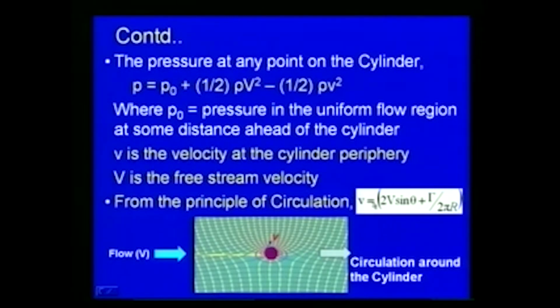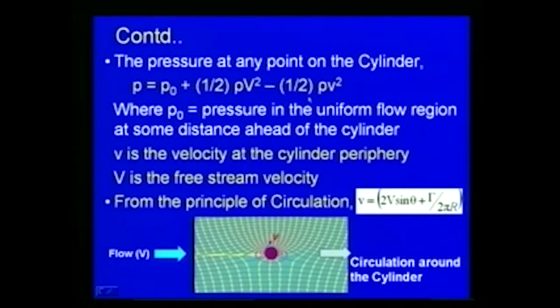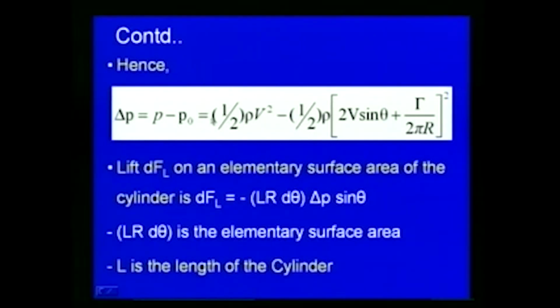Now, if we use this expression in the previous expression, P is equal to P0 plus half rho capital V square minus half rho small v square, then we get the pressure difference delta P is equal to P minus P0, which is half rho capital V square minus half rho into 2 capital V sin theta plus gamma by 2 pi r, whole square, where we substituted for small v.